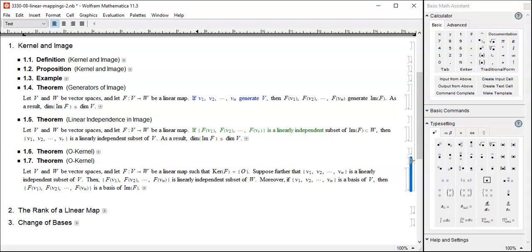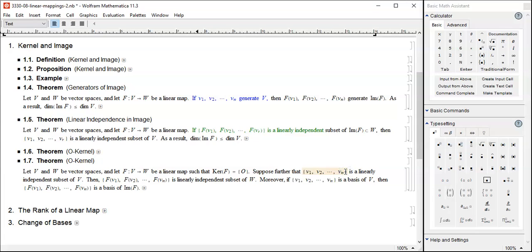Let v and w be vector spaces and let f from v to w be a linear map such that the kernel is just zero. That means f is a one-to-one map. Suppose further that v1 through vn is linearly independent, then f of v1 through f of vn is linearly independent as well. You see, here in 1.5, if the image vectors are linearly independent, then the original vectors are linearly independent. We established that, but not the other way around.